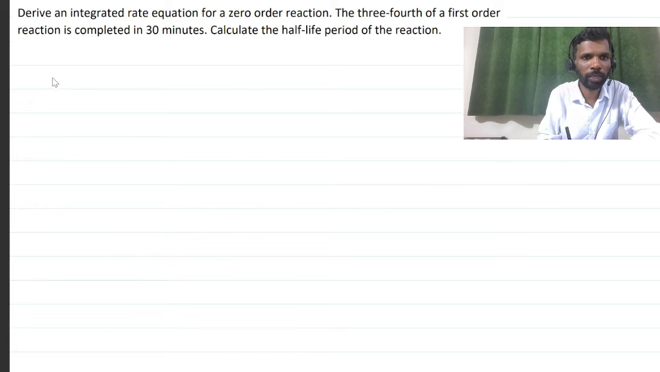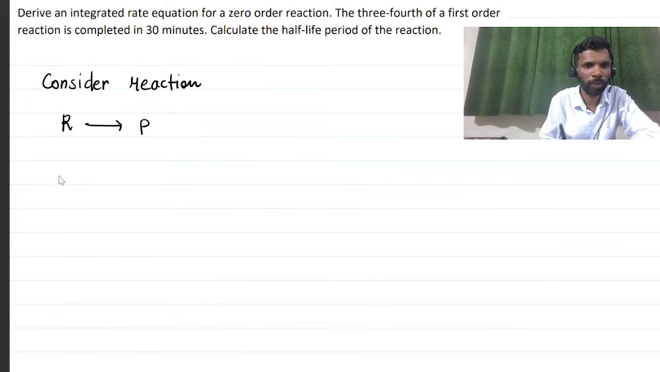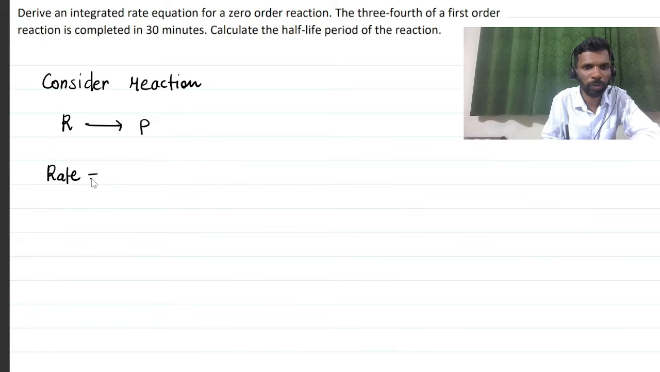So we'll start with this. Consider a reaction, reactant R changing to product P. How do we write the rate? Rate is equal to K R raised to 0, since it is zero order.